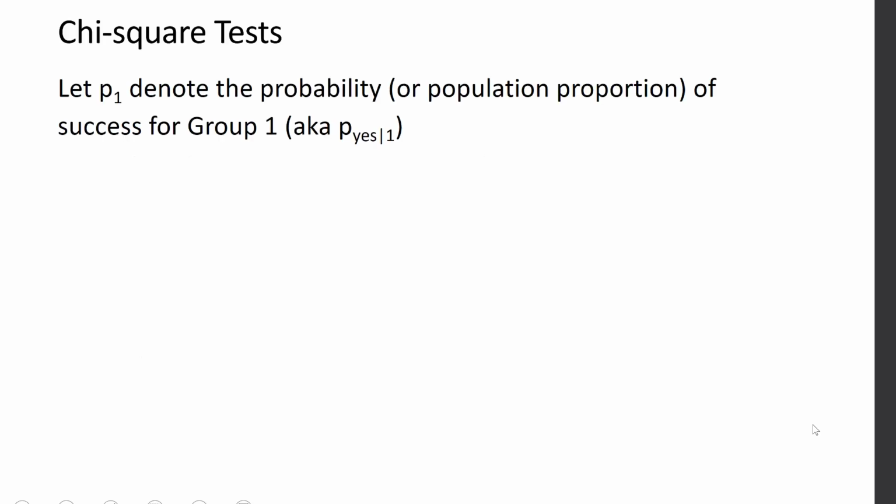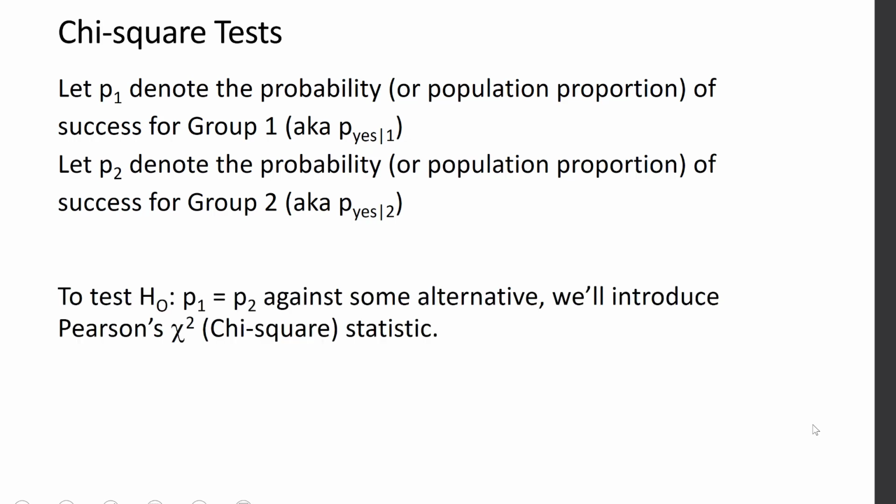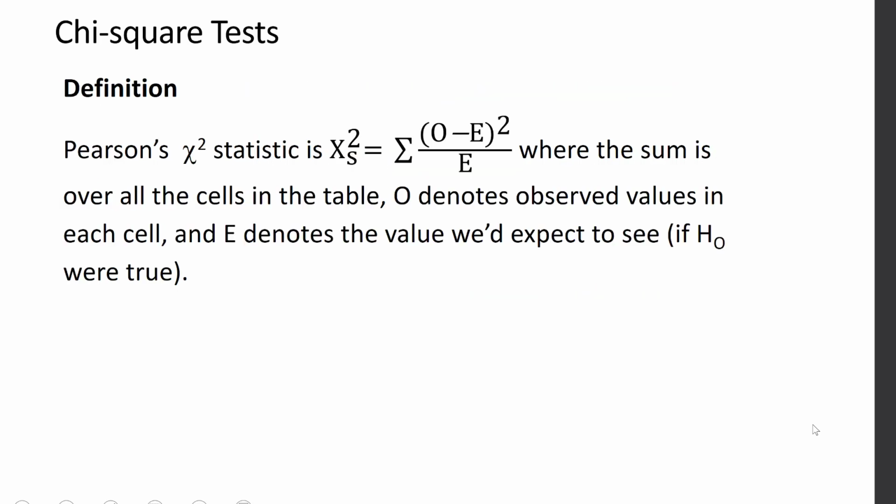So if we let P1 denote the probability of saying yes given that you're from group 1 and P2 denote the probability of saying yes given that you're from group 2, and we want to test the null hypothesis that these two probabilities are equal against some alternative, we're going to introduce Pearson's chi-squared test statistic. Pearson's chi-squared statistic tells you to take the observed value for each cell, that's these O's, minus the expected value in each cell, that's the E, squared, and then divided by the expected value for that cell. Do that calculation for each cell, and then sum those calculations all up.